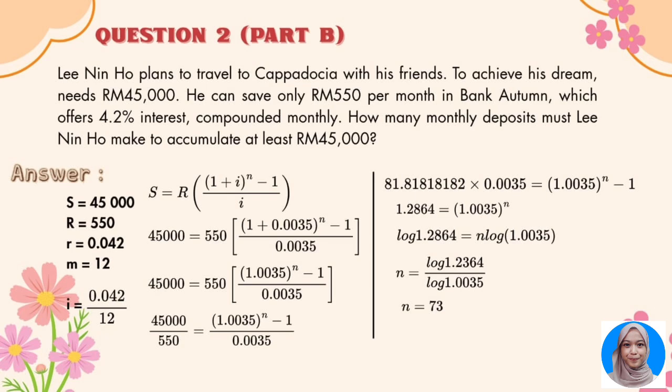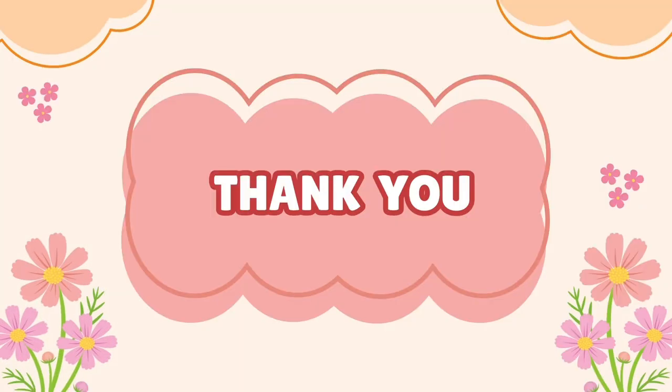After that, I use logarithm to find n. So it will be log 1.2864 equals n log 1.0035. I bring n forward. N equals log 1.2864 divided by log 1.0035, and then I get 72.08. After that, simplify that answer and n becomes 73. Thank you.